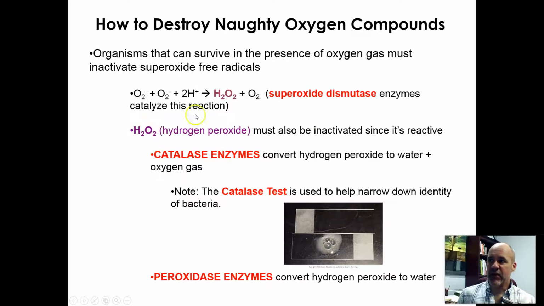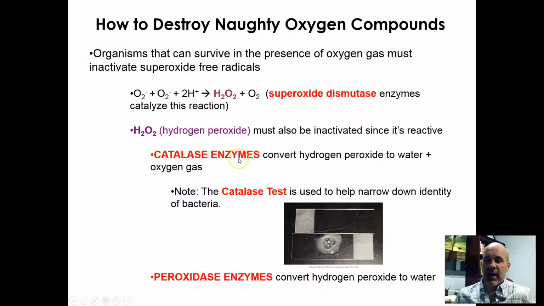Now, hydrogen peroxide is itself a very chemically reactive molecule, so it has to be inactivated as well. And this gets generated in any cell that's exposed to oxygen. These hydrogen peroxide molecules just naturally get produced all the time. And so there are a couple of different kinds of enzymes that organisms can have that will inactivate hydrogen peroxide. One of those enzymes is called catalase, and so it will take these and convert it to water and oxygen gas, both of which are safe molecules. And then peroxidase enzymes perform a different kind of chemical reaction where they take H2O2 molecules and just convert them to water. So a couple of different ways that organisms can inactivate H2O2.